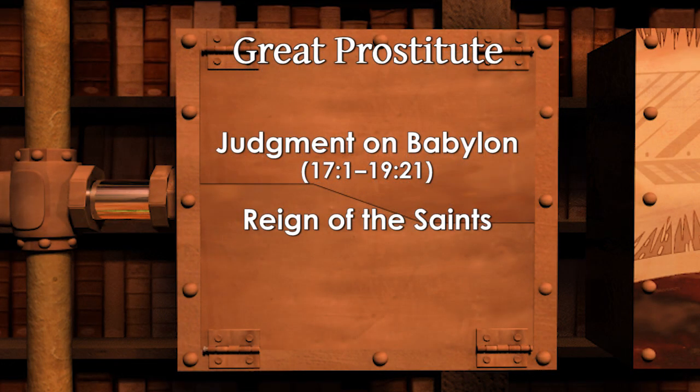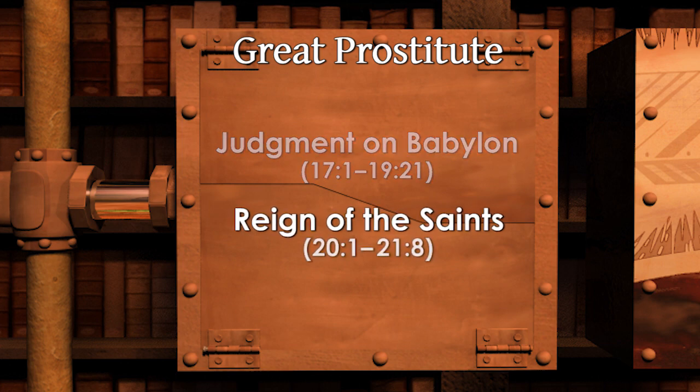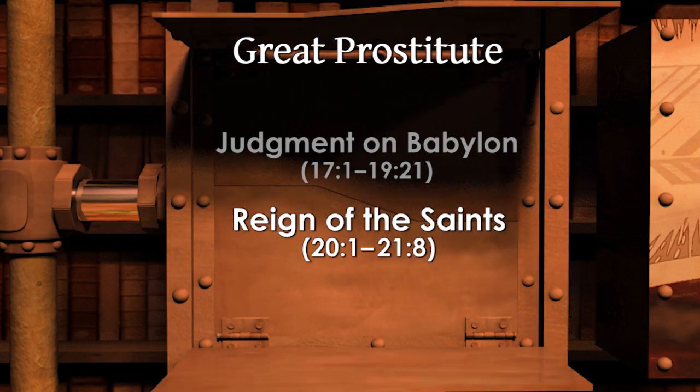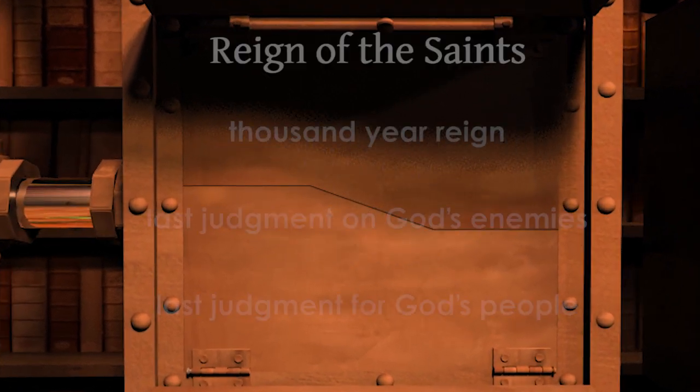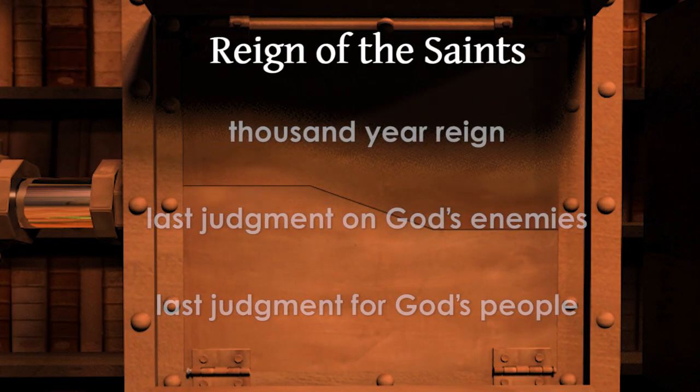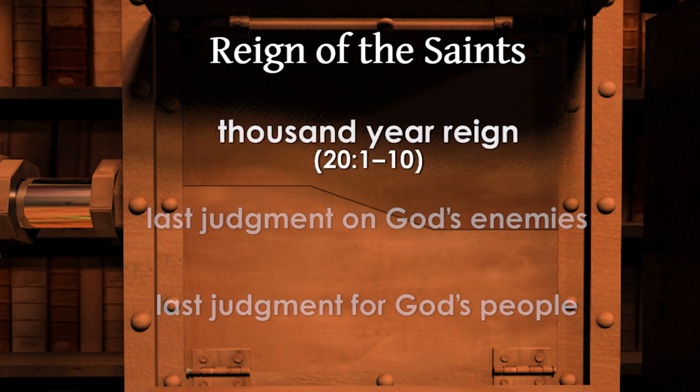Now that we've explored the judgment on Babylon, let's examine the series dealing with the reign of the saints in Revelation chapter 20, verse 1 through chapter 21, verse 8. This series on the reign of the saints includes three parts, beginning with the thousand-year reign of the saints, commonly called the millennium, in Revelation chapter 20, verses 1 through 10.